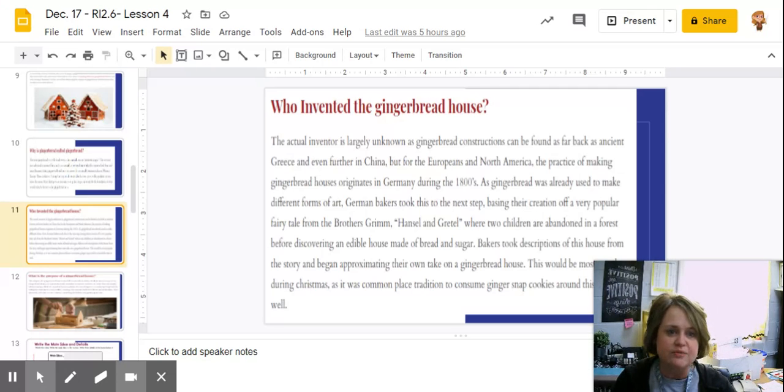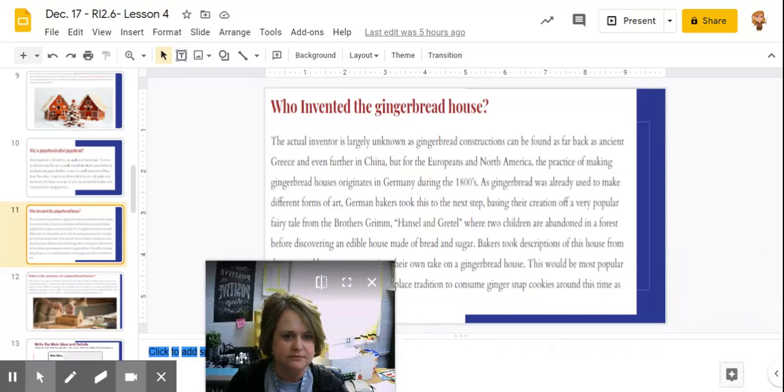As gingerbread was already used to make different forms of art, German bakers took this to the next step, basing their creation off of a very popular fairy tale from the Brothers Grimm, Hansel and Gretel. They were two children that were abandoned in a forest before discovering an edible house made of bread and sugar. Bakers took descriptions of this house from the story, and they began approximating their own take on the gingerbread house.